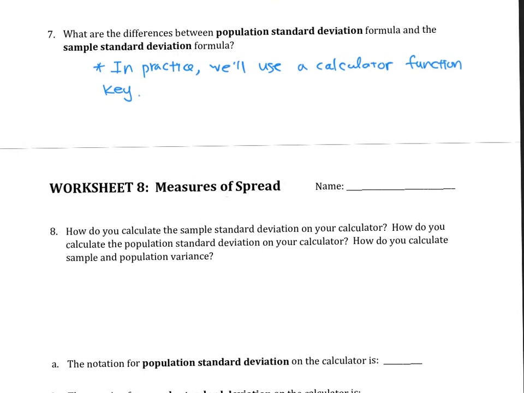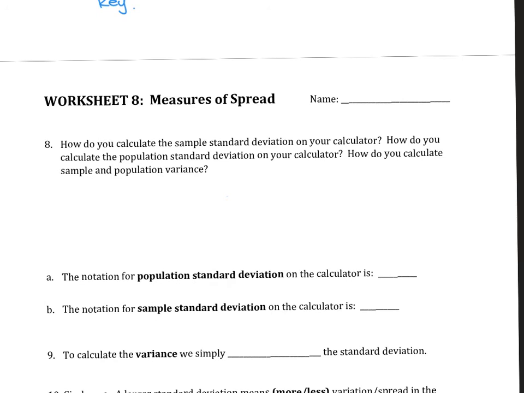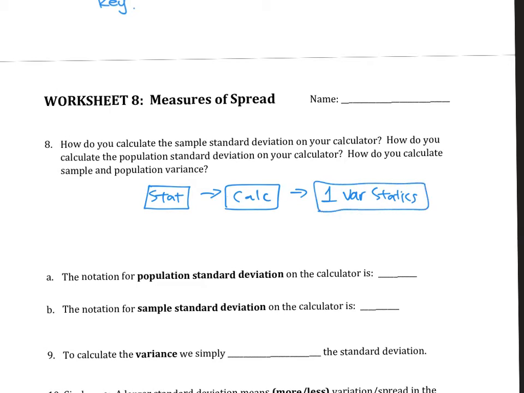And we already know the calculator function key. This is the same as how we calculated the mean and the median and then quartiles. So we'll use the stat function key, then we'll go to calculate, and then we'll do 1-Var Stats. And from there, we'll read off either Sx or sigma x, depending on what we have.